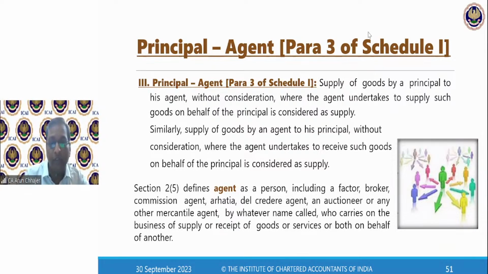Now we can say Schedule 1 means supply without consideration. So there are certain transactions or activities which we have discussed, but those will be a supply even if there is no consideration. Free of cost transactions will also be treated as supply by virtue of those particular entries. So there are a total of 4 activities, 4 paras.